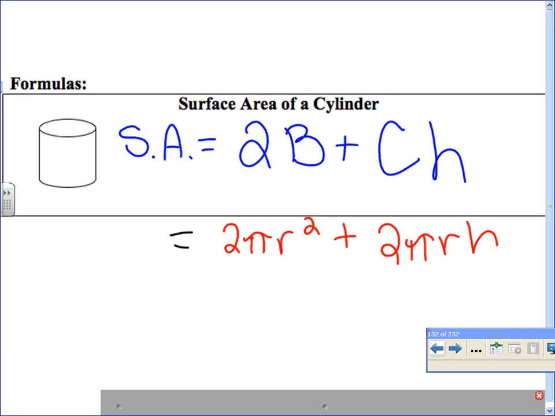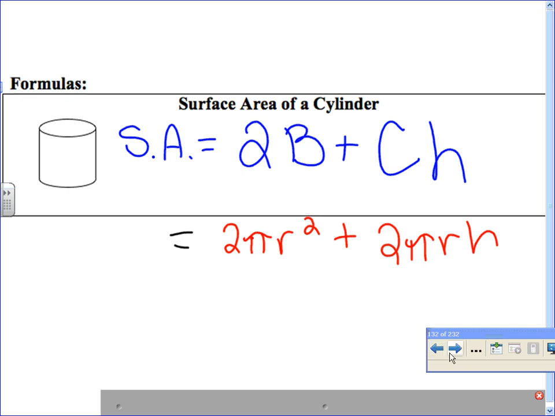If you didn't write down the second formula of the cylinder surface area, please write that down, the one in red. Especially if you don't know area or circumference of a circle, you have to know those. Annalise?